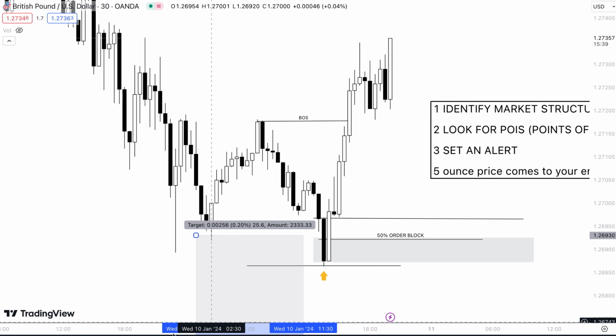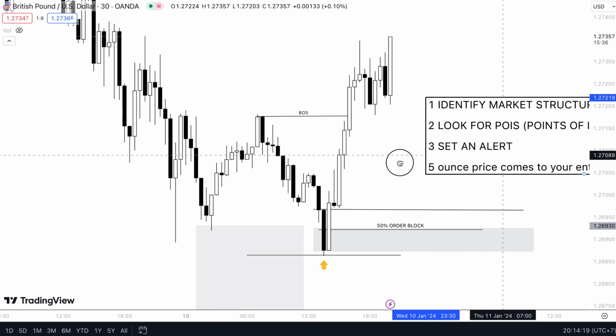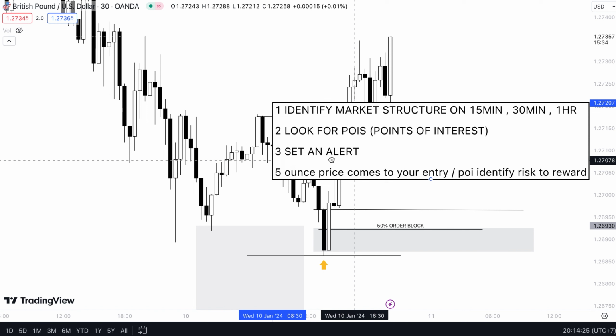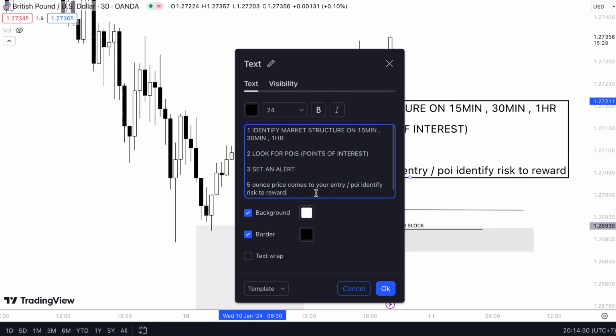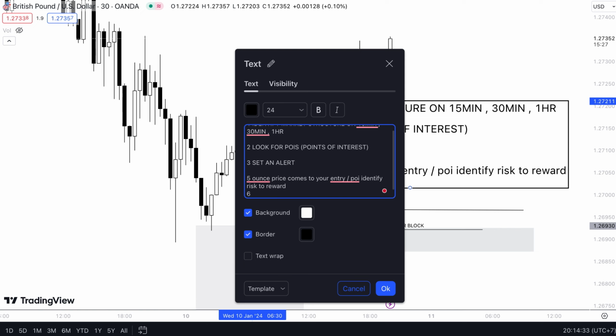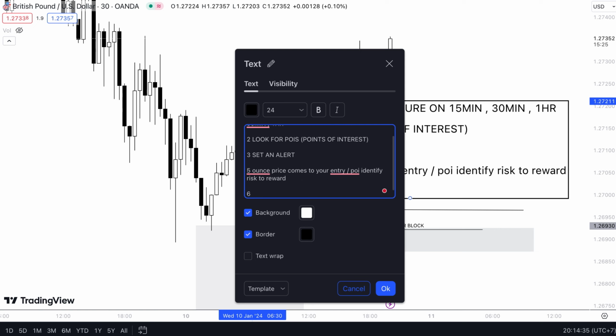I'm going to add that. So let's see. Sorry guys, I know it's messy. Identify the risk to reward, and step number 6, identify liquidity. And I'll put double bottoms or double tops.